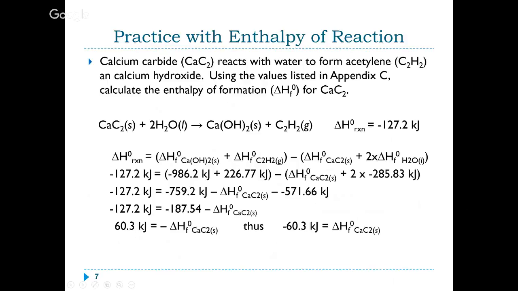So now 60.3 kilojoules equals a negative standard enthalpy of formation of calcium carbide, but we want enthalpies of formation to be positive in terms of the terminology here. So we just switch sides. Basically, we're multiplying everything by -1 or dividing by -1. So now our standard enthalpy of formation of calcium carbide is negative 60.3 kilojoules. To check to make sure that this makes sense, you can always plug it back in up here and see, do I get the same answer? If you do, then you know that you calculated it correctly.